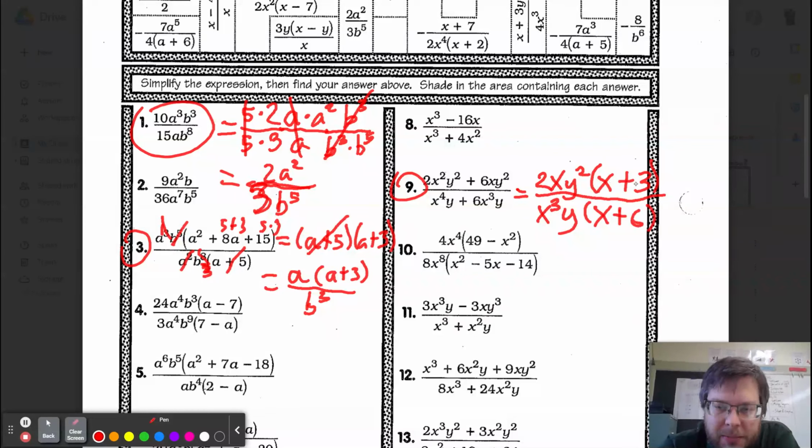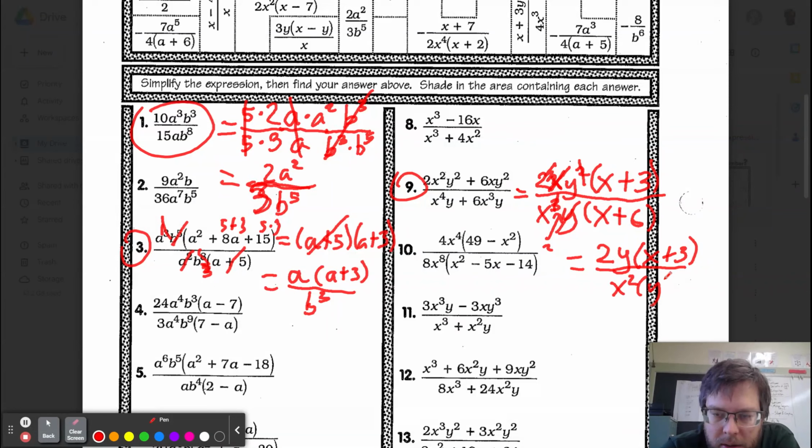So notice my x plus 3 and my x plus 6 aren't going to cancel anymore. But y squared over y means I have y to the first. x over x to the third means that power is going to be a 2. So this is going to be, and I crossed out the x on top, 2y to the first, x plus 3, over x squared, y plus 6.